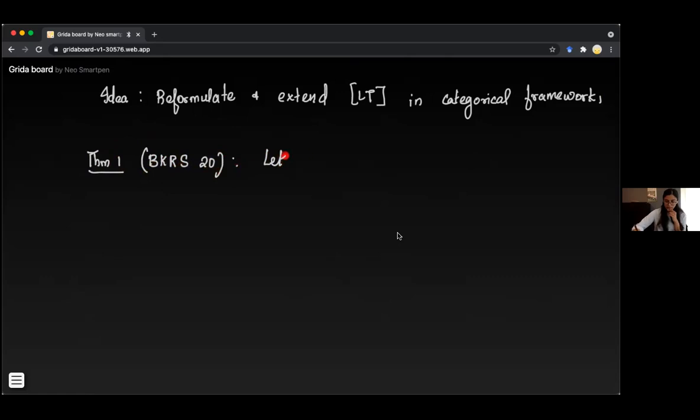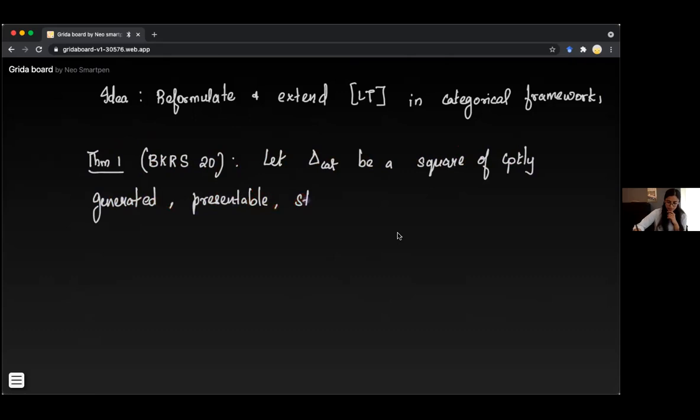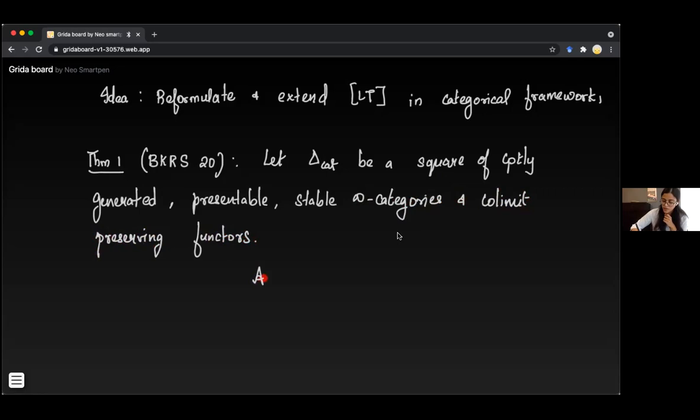Let delta be a square of compactly generated presentable stable infinity categories and colimit preserving functors between them. So E to B, E prime to B prime.